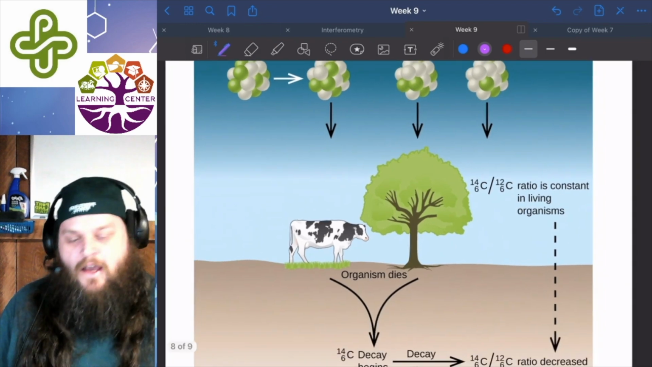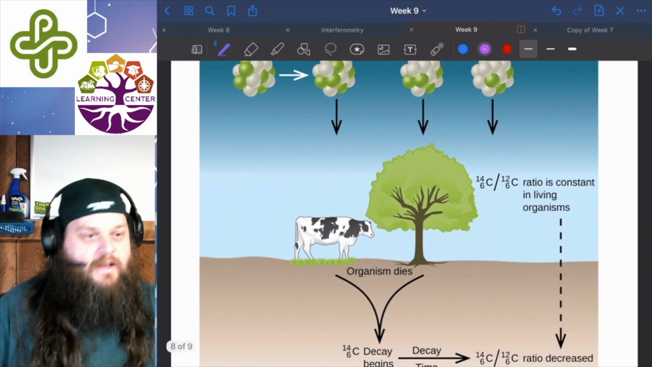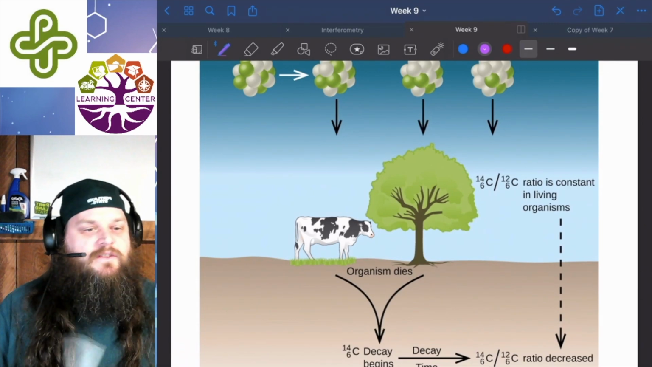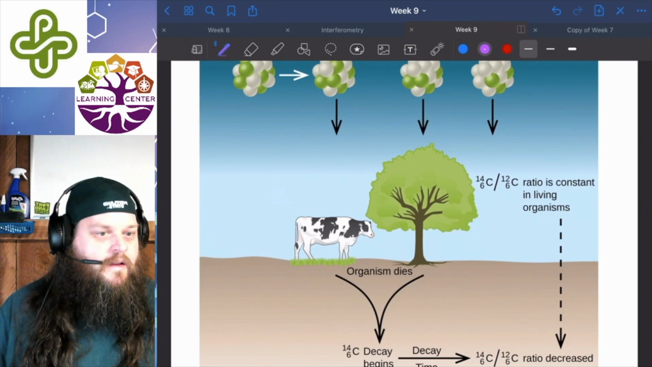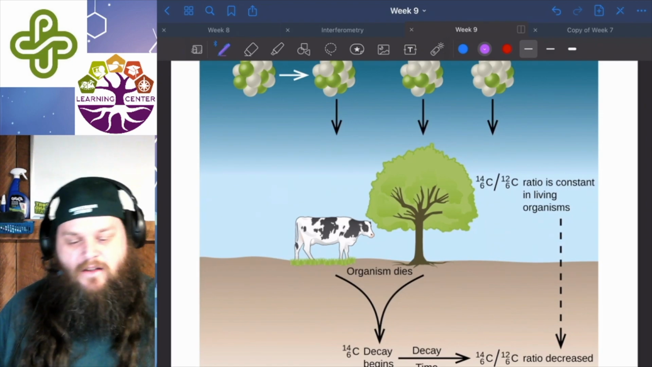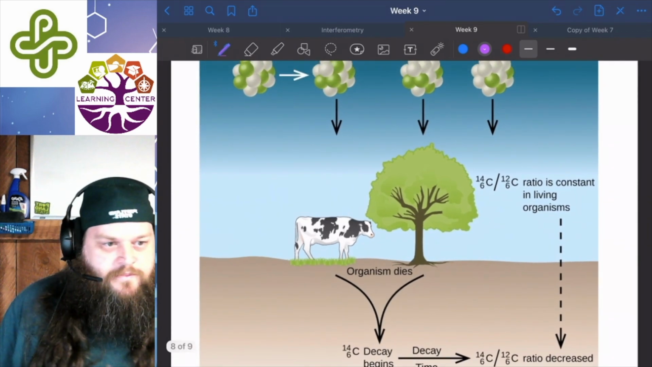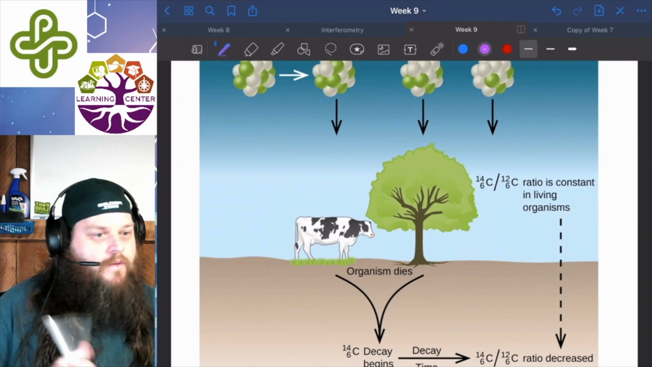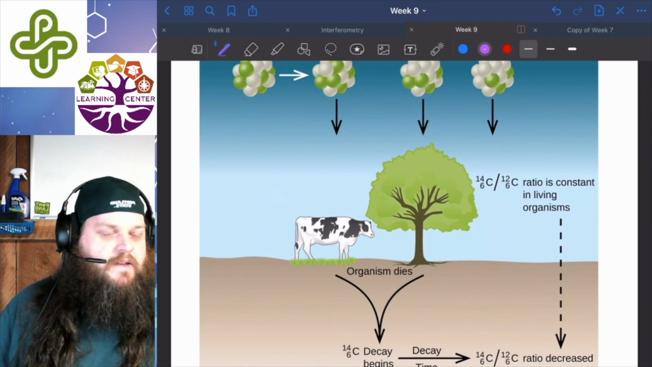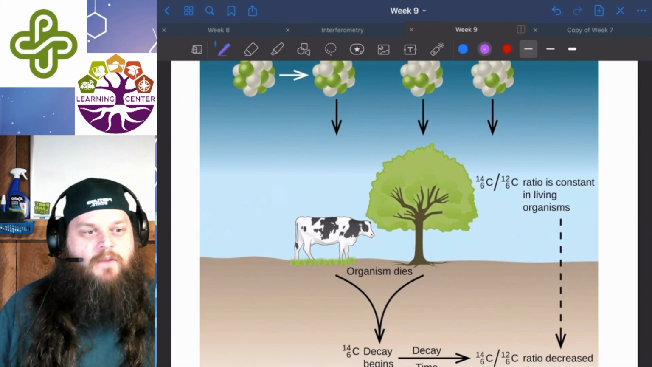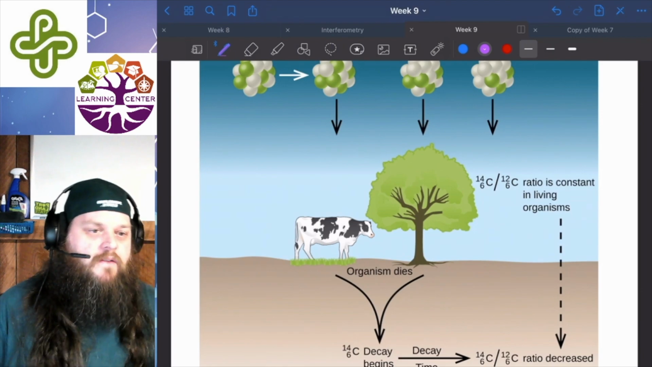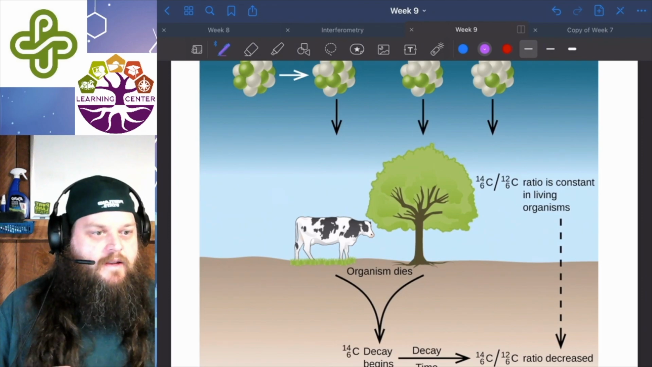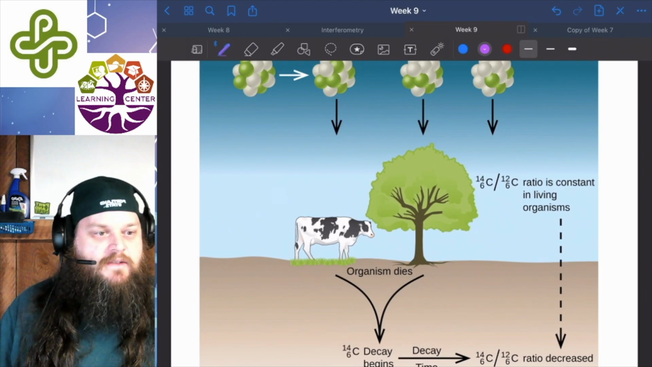And as it dies, carbon-14 can then start to decay. Up until then, it can still decay, it's just we're replenishing our body at that constant rate. So we have that constant ratio. As it starts to decay over time, we can see that the ratio of carbon-14 to carbon-12 is decreased. And we can use that ratio that we find in very, very old objects to determine the age, because we know what the decay rate is of carbon-14.